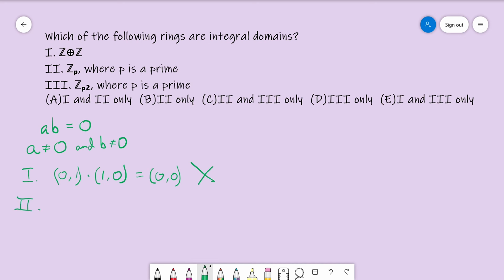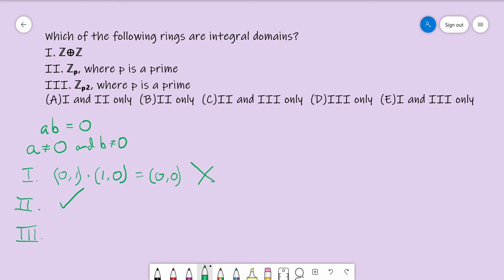2, Zp, where p is a prime. This actually is an integral domain because it's also a field, and any field is also an integral domain. A field is like an integral domain with more criteria, but yeah, because it has inverses. But Zp is definitely an integral domain. So 2 is an integral domain.